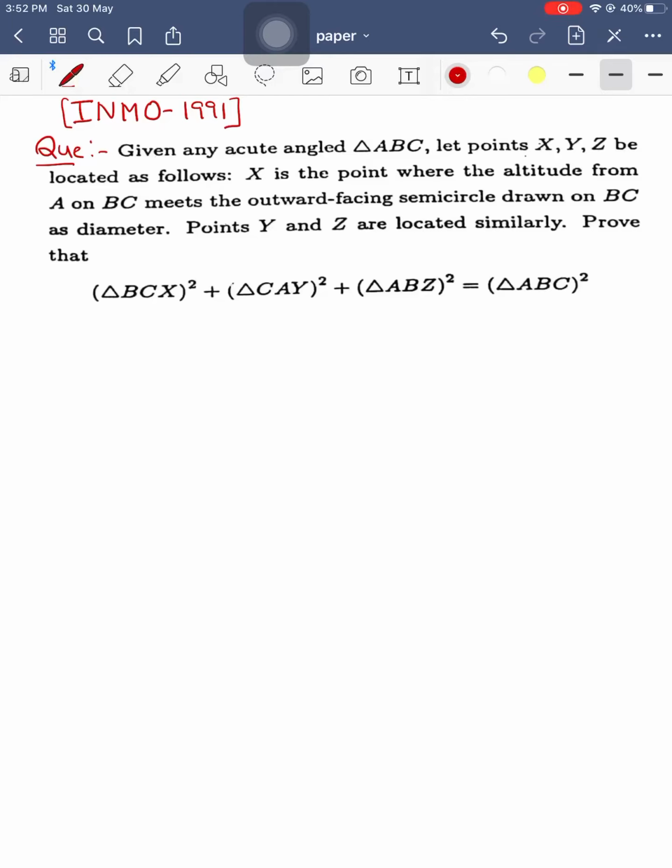Hello guys, in this lecture I am going to solve the 1991 Indian National Mathematics Olympiad geometry problem. Here is a view of this problem.